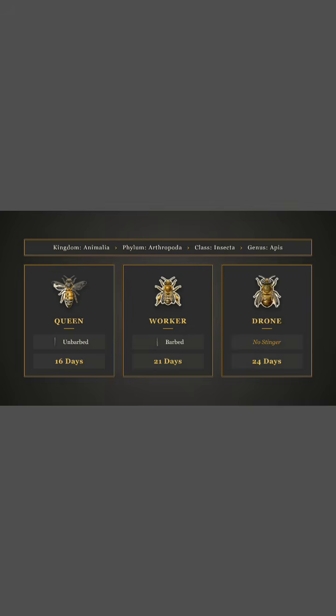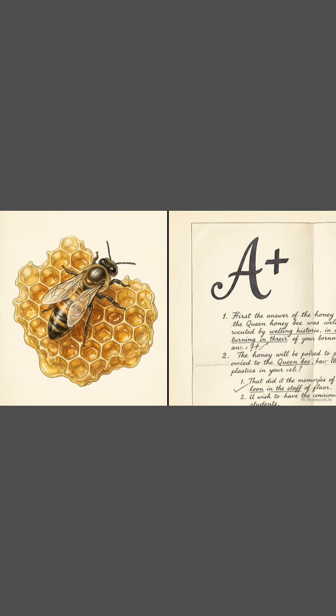This summary chart organizes all the testable facts we've covered today. Take a screenshot to keep the taxonomy, the physical traits of the 3 castes, and their distinct life cycle day counts handy for review. By mastering these specific biological parameters and understanding how they dictate the hive's behaviors, you are fully prepared to ace this subject on exam day.